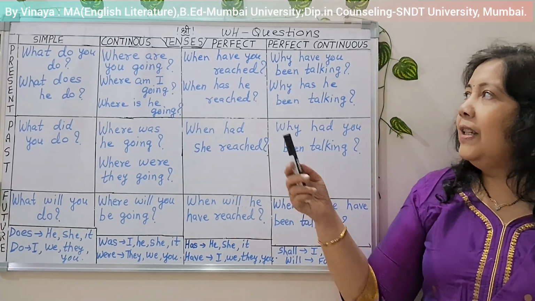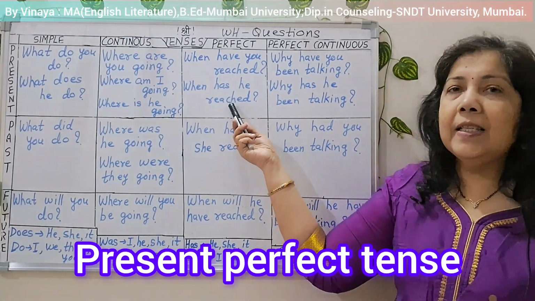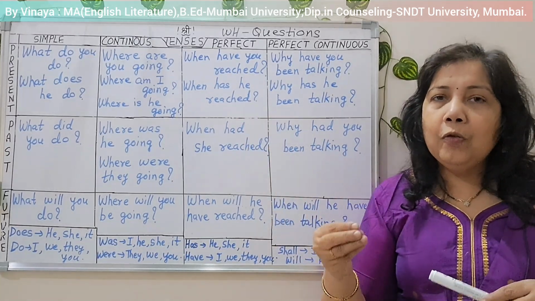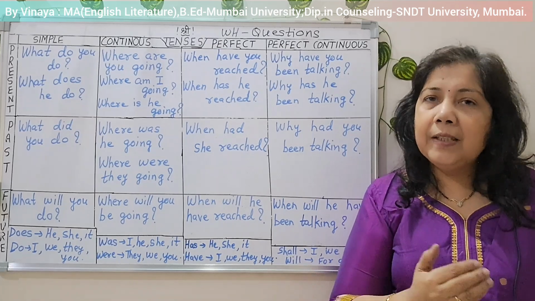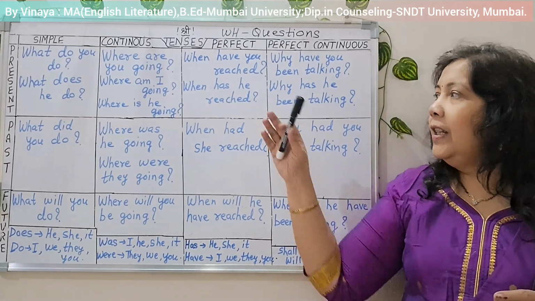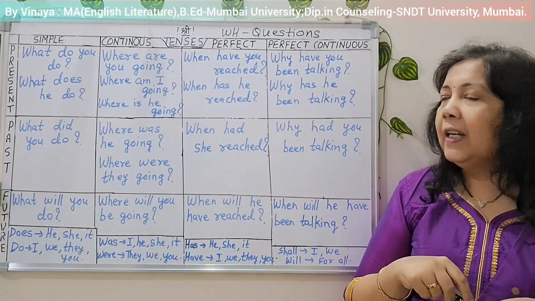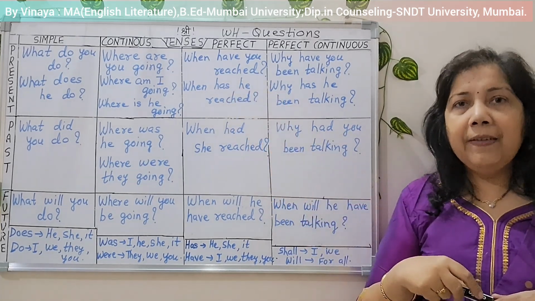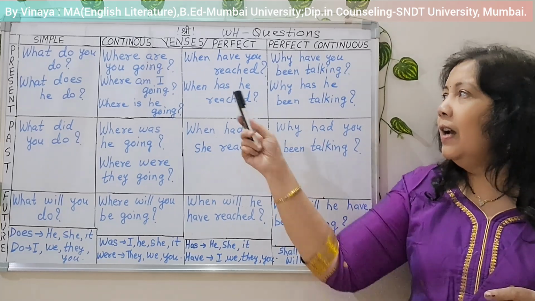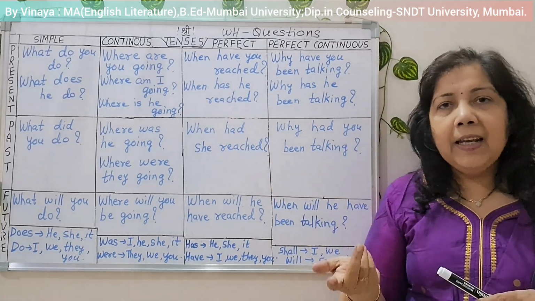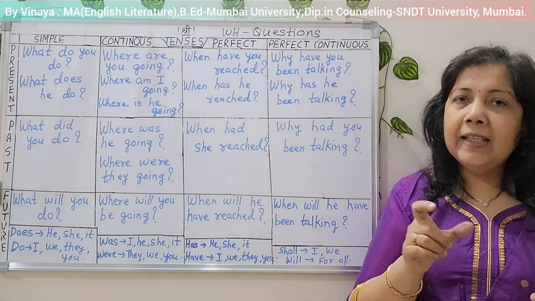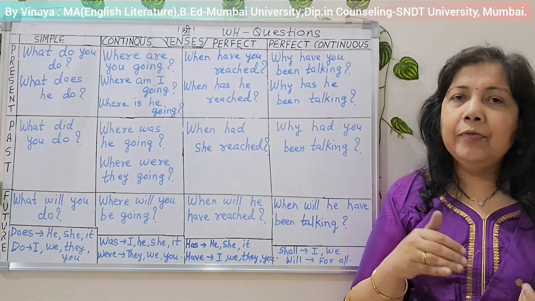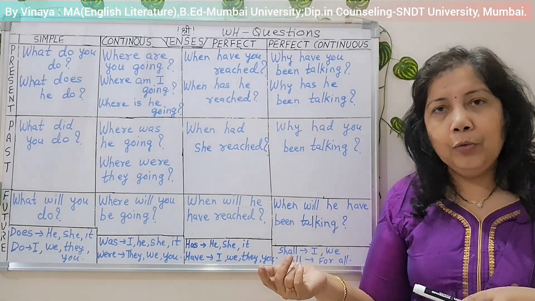Next one now, present perfect tense. When do we use this tense? When any action is over just now, just a few minutes before, then we say that action in this tense. The questions are, when have you reached? Or when has he reached? Here also has and have. Has is used for he, she and it. Have is used for I, we, they and you.